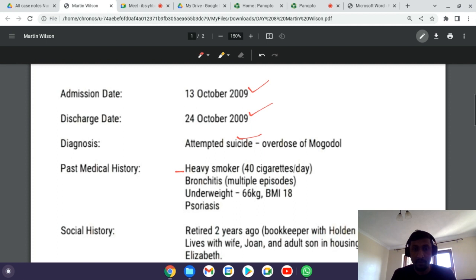So the first time, consider it as semi-relevant, don't put it as irrelevant, because it has some importance. It is a medical condition, an abnormal condition of the patient, isn't it? So don't consider it as irrelevant, consider it as semi-relevant, and we will come back to that. Okay, so next one.